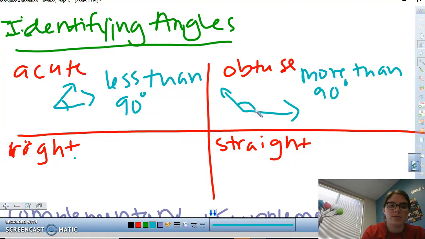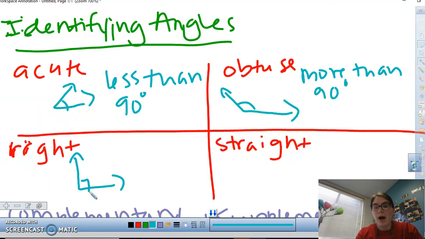A right angle, I don't really have anything fun for that. A right angle usually has this little box, as you can see on here, this little box right here. That signifies that it's a right angle, and that is exactly 90 degrees.